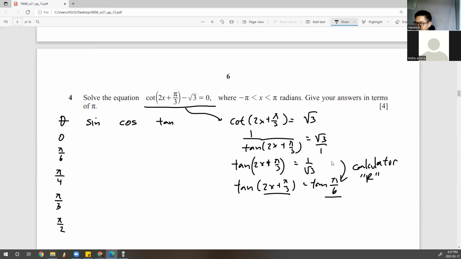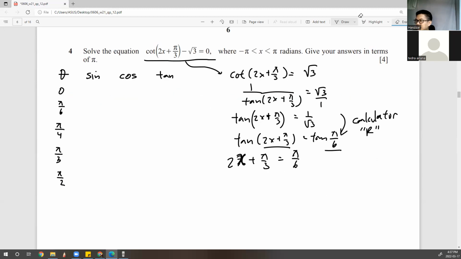It's already tan equals tan. So 2x plus pi over 3 equals pi over 6, right? Or, I have the other formula. The formula will be like this: 2x plus pi over 3 equals pi over 6 plus k times pi. K is the rotation, 180 degrees. I think your teacher will teach you this.